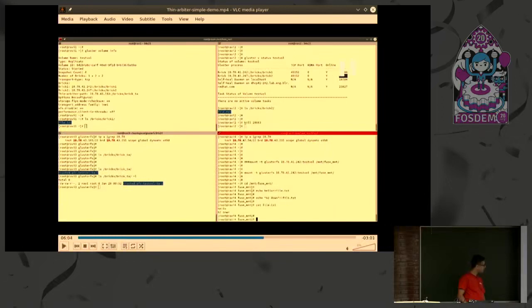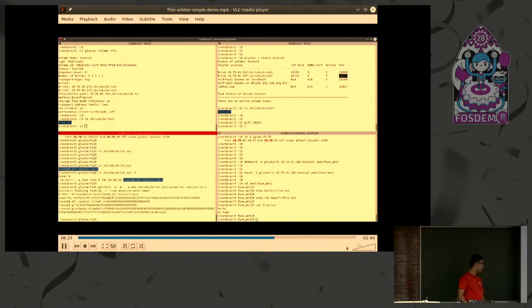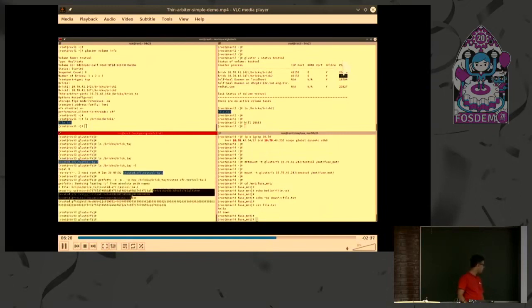So the write is successful, and you are also able to read it, because now this is the only bad brick. If you now look at the extended attributes on the Thin Arbiter, if you do a getfattr, you will see that it contains certain extended attributes which blame client 1. Client 1 is the second brick. So client 0 is first and client 1 is second.